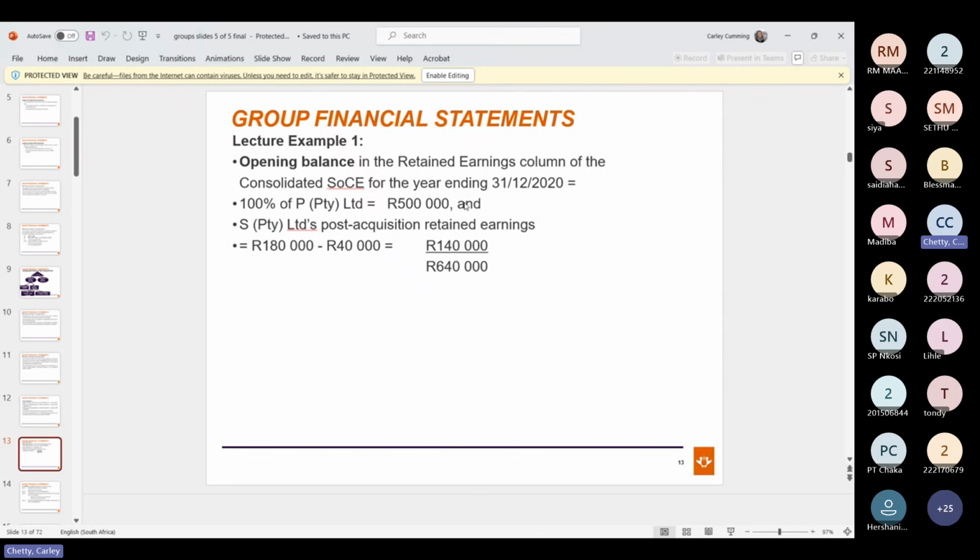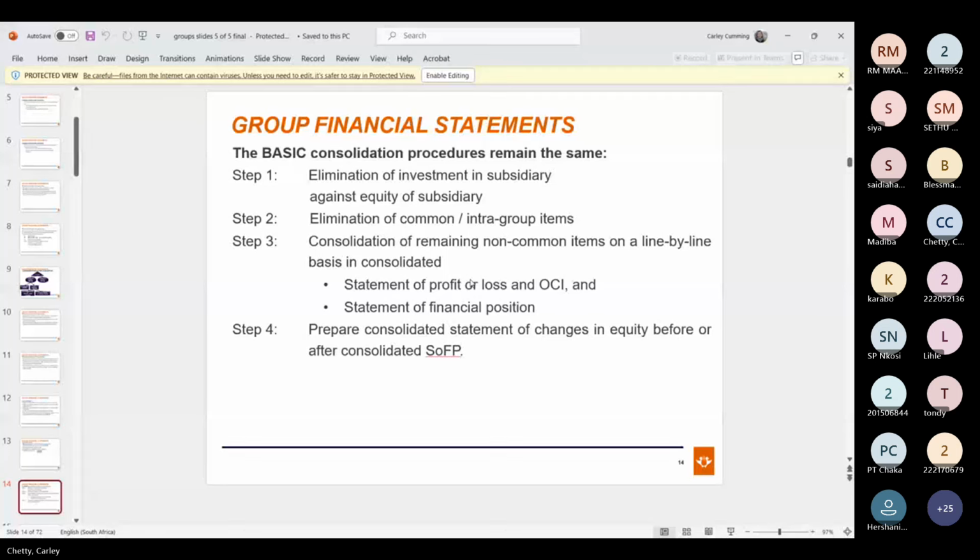140,000. So we want to know the opening balance in the consolidated statement of changes in equity. We add the 500,000 plus the 140,000, and that will give us an opening balance of 640,000. So that is just to work out the opening balance.